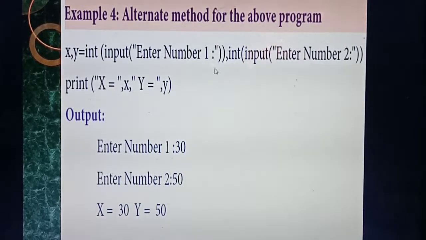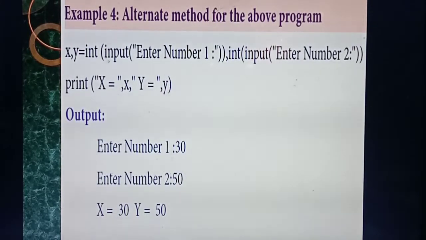Two variables I am entering, x comma y equal to int of input, enter number 1. Understood? Already you have studied the input function: if you need to give more than one number, you should use which as a separator? Comma as a separator. First I am giving input of enter number 1, so comma. Next, the same thing, int input enter number 2.